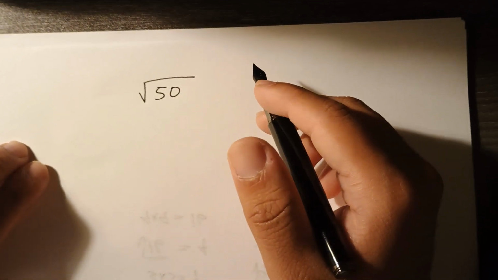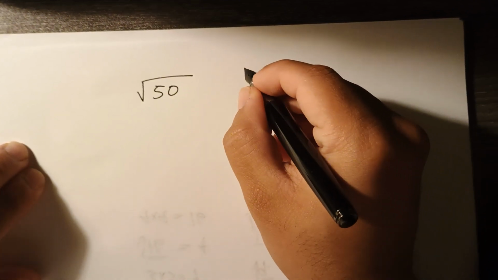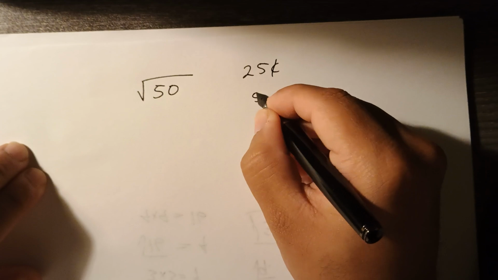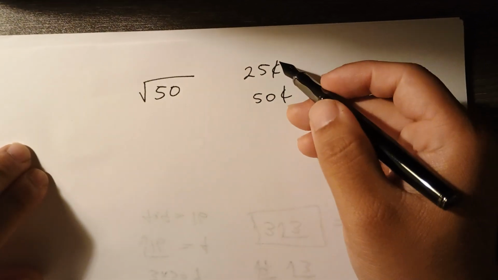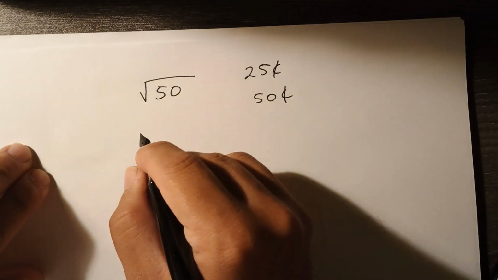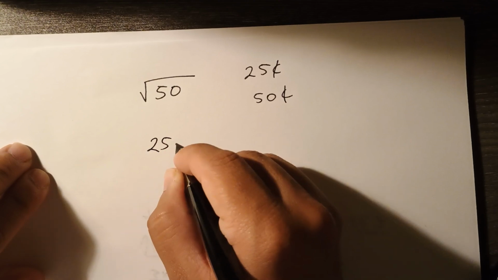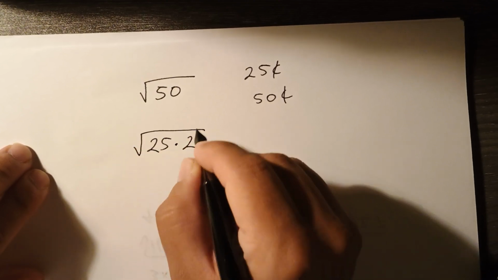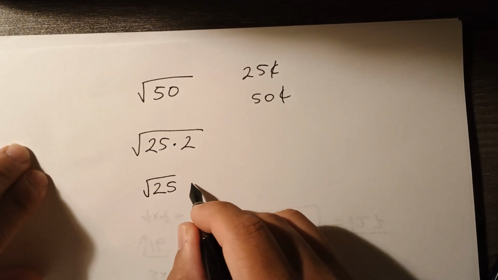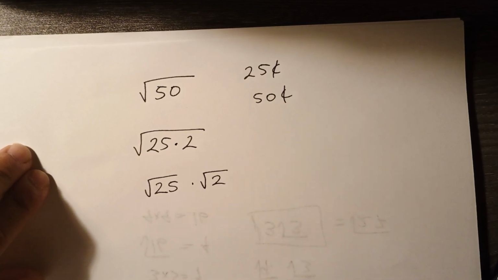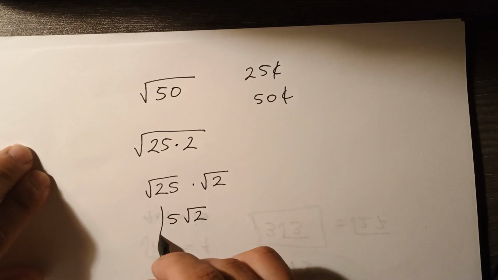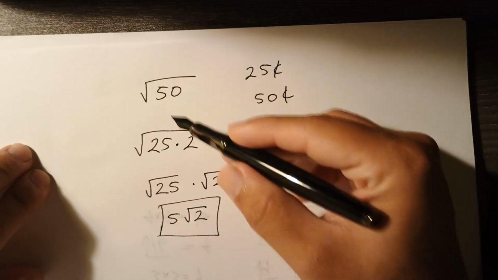So if you know quarters, this should be a little easy. You know a quarter is 25 cents, and if we have 2 quarters, we'd have 50. So we can have 25 times 2. Split them up: square root of 25 times square root of 2. Square root of 25 is 5, and this is your simplified version of the square root of 50.